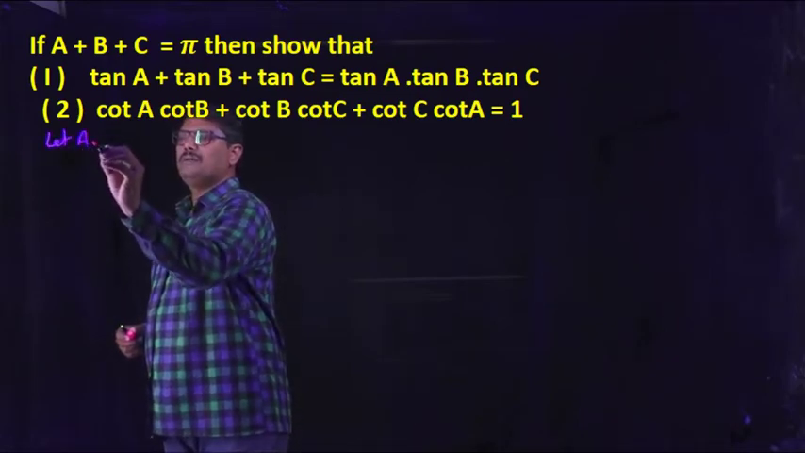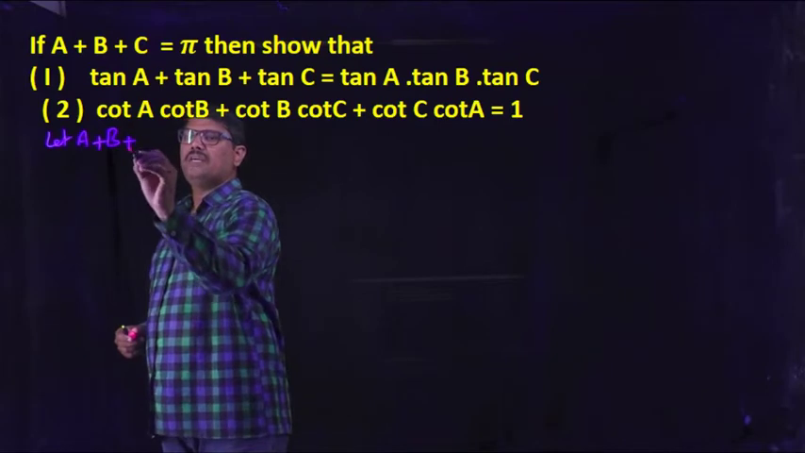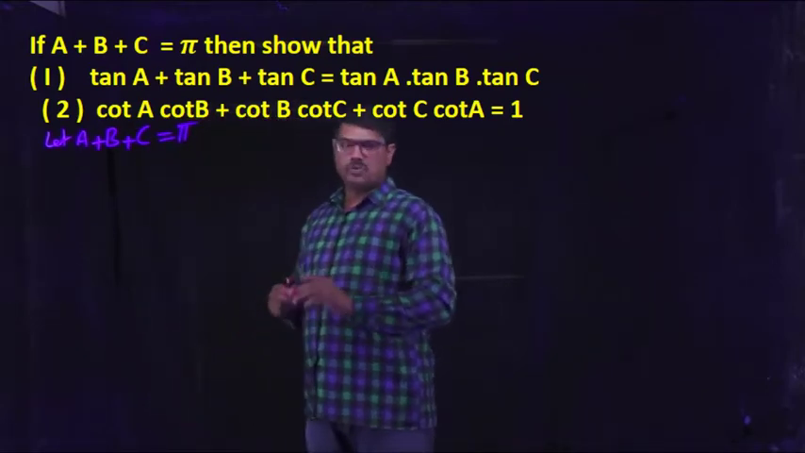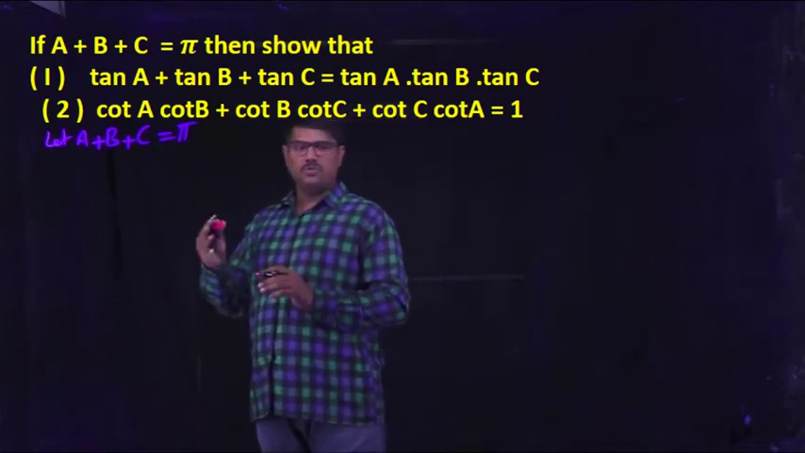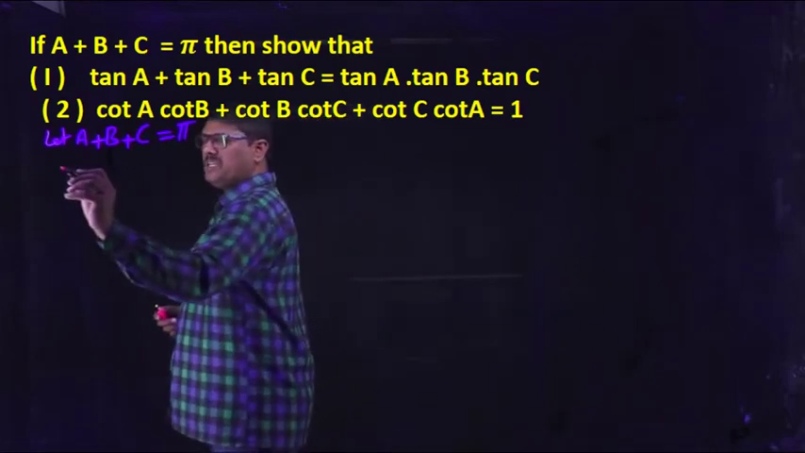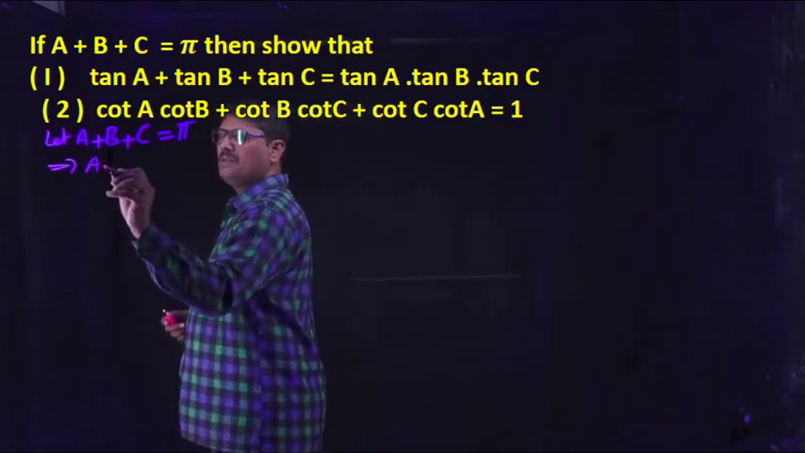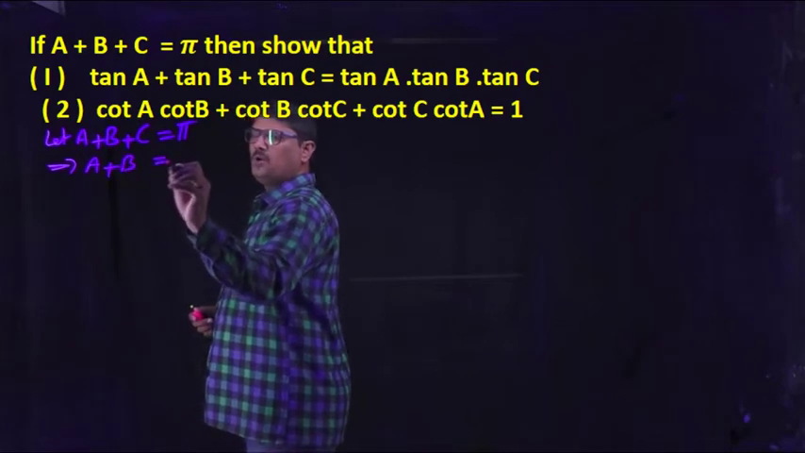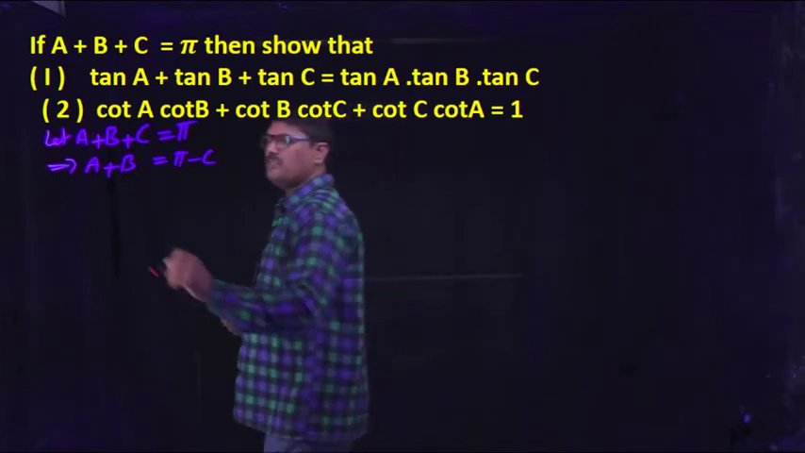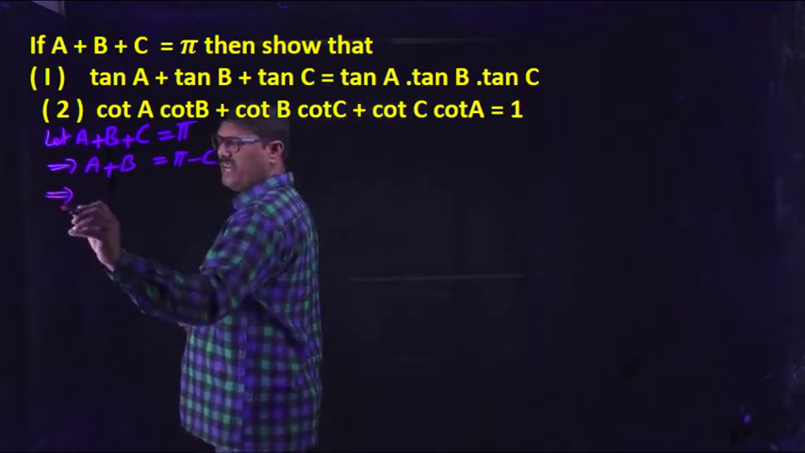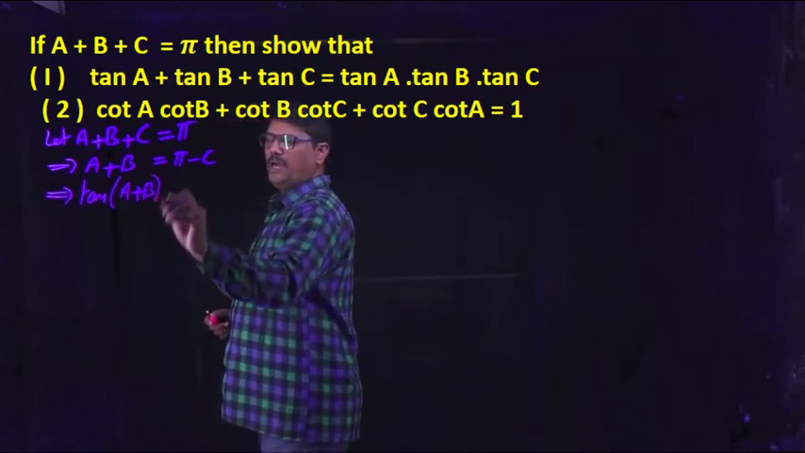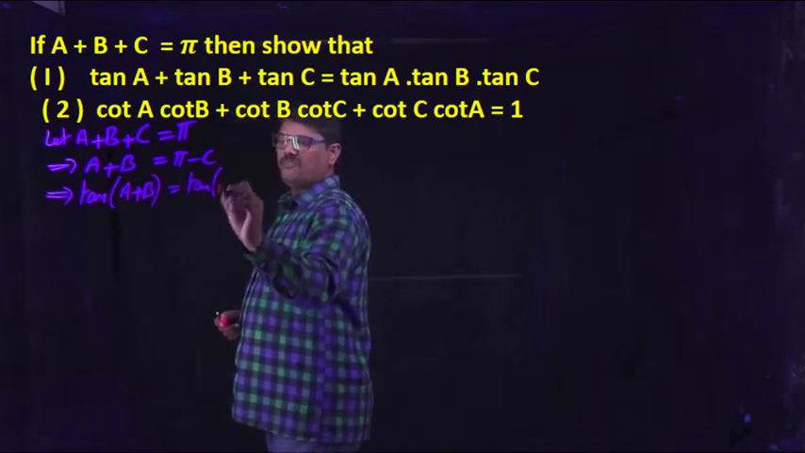Given information: A plus B plus C is pi. So we need to use this twice, once for tan and once for cot. To get the condition, first move plus C to the RHS, it will become pi minus C. A plus B is equal to pi minus C. To get the condition in terms of tan, apply tan on both sides.